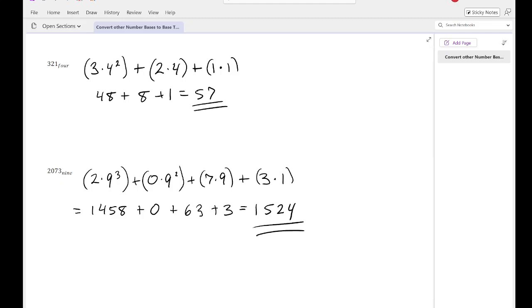Again, we have to use different powers of whatever the base is. For base 4, we went down in powers. For base 9, we started with powers of 9 going down. So 3, 2, 1, 0 over here, and 2, 1, 0 there. And that's how you convert from different base numbers to our base number system.